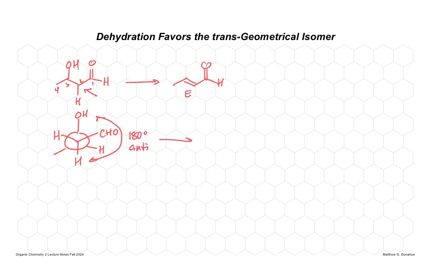And then when you do that elimination, I'm just going to flatten these things out. That would be like a Newman projection looking down an alkene bond. And then if you rotated your eyeball, you would see that those groups, the methyl and the aldehyde, are trans to one another.